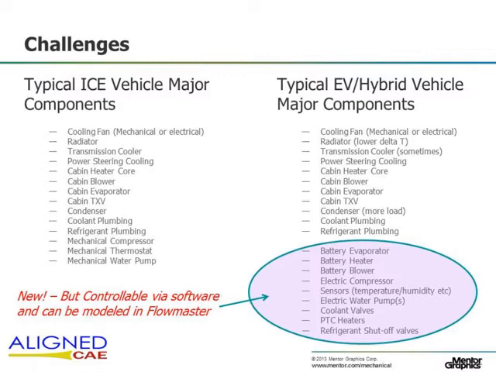Now, one of the really important things to understand about the EVs and the hybrids, the major components, is that these new components are often fully controllable via software, particularly the electric compressor, the battery blower, the electric water pumps, the coolant valves, the heaters, and the refrigerant shutoff valves, which are all controlled by an algorithm in the vehicle. These aren't fixed items, so we have a lot of control and a lot of different variables to play with, which is very important when we're trying to balance energy consumption.